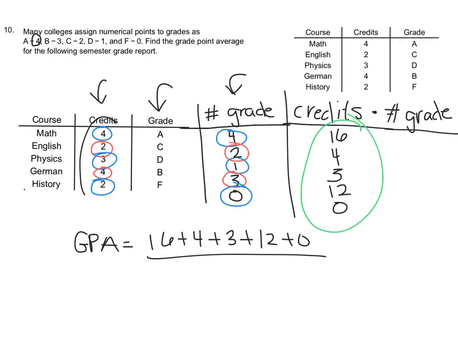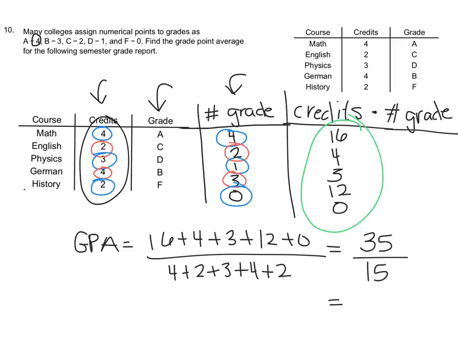So we're going to add all the values in the second column. So we have 4 plus 2 plus 3 plus 4 plus 2. And we get 35 over 15. Lastly, we'll just divide 35 by 15 to get a decimal of 2.333 repeating. We're going to round to the nearest hundredth, so 2.33 repeating rounded to 2 decimal places is just 2.33. So the GPA is 2.33.